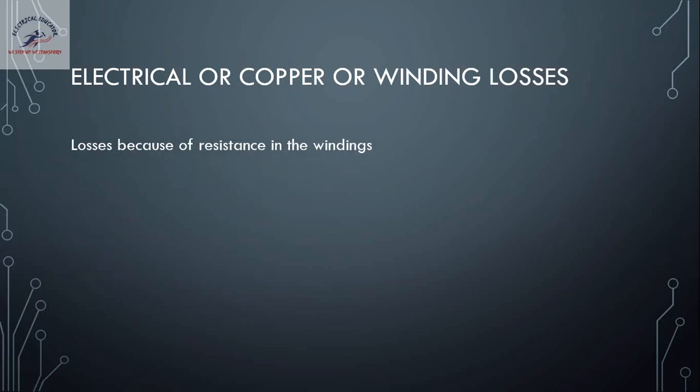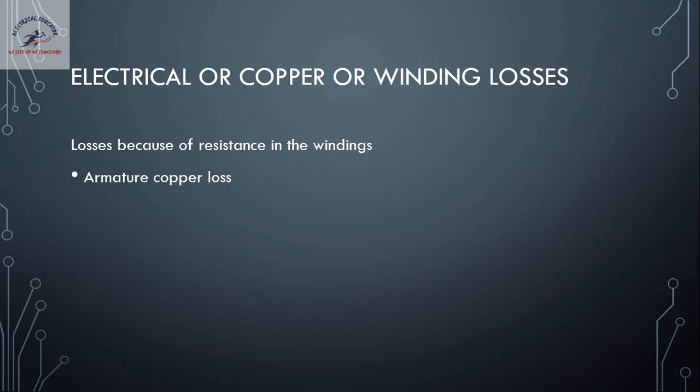These are the losses because of resistance in the winding. All electrical machines contain conductors, and a conductor is a metal, and metal will have resistance, and if there is resistance, there will be power dissipated across it in the form of heat. This power dissipated is not useful to us, it is wasted. That is why we call it losses because of resistance in the winding.